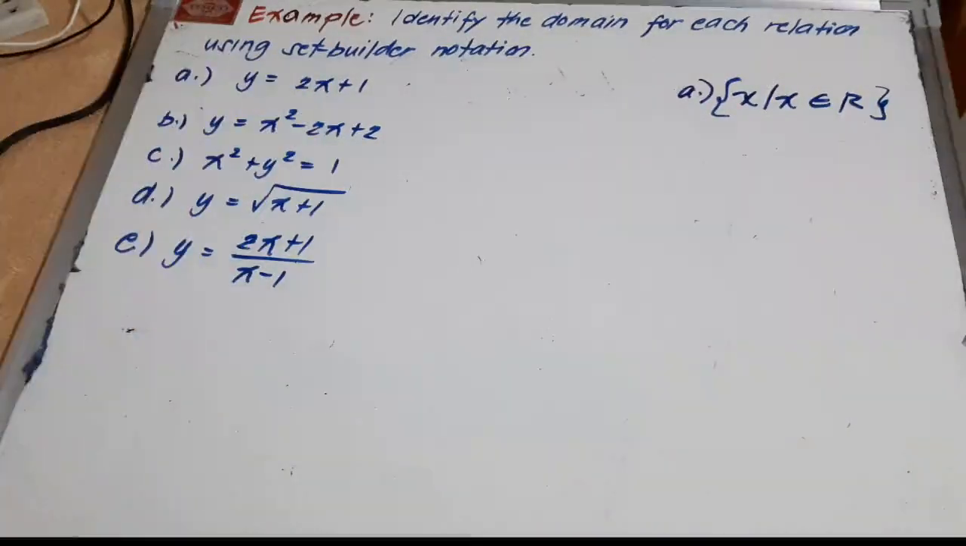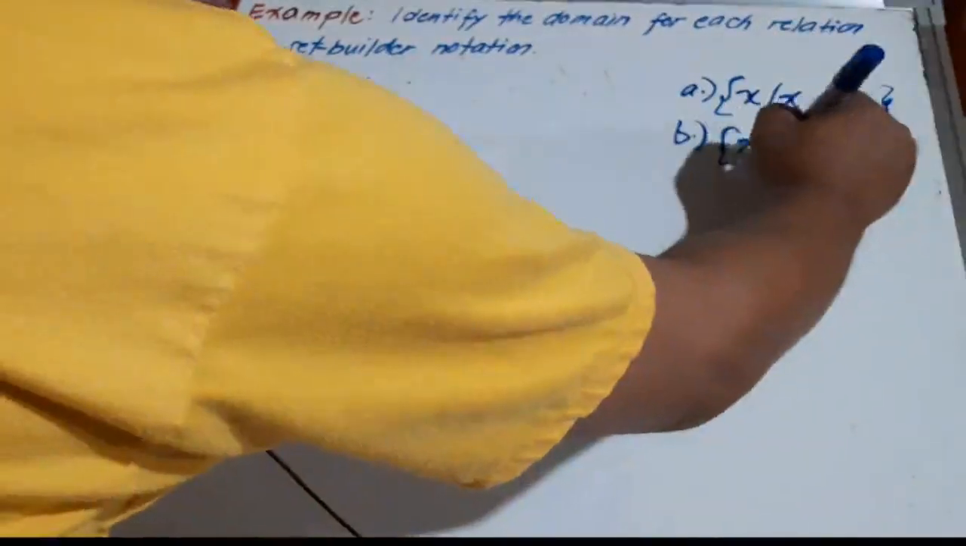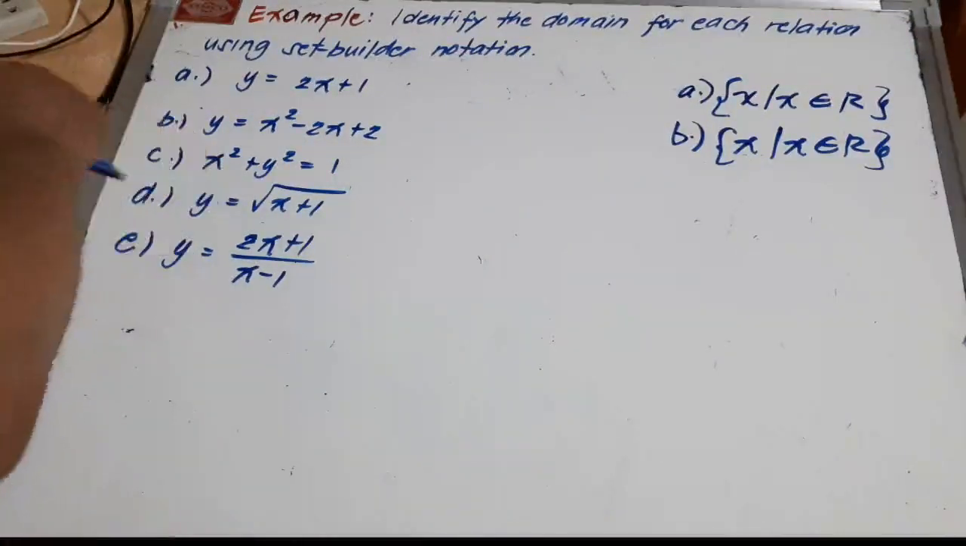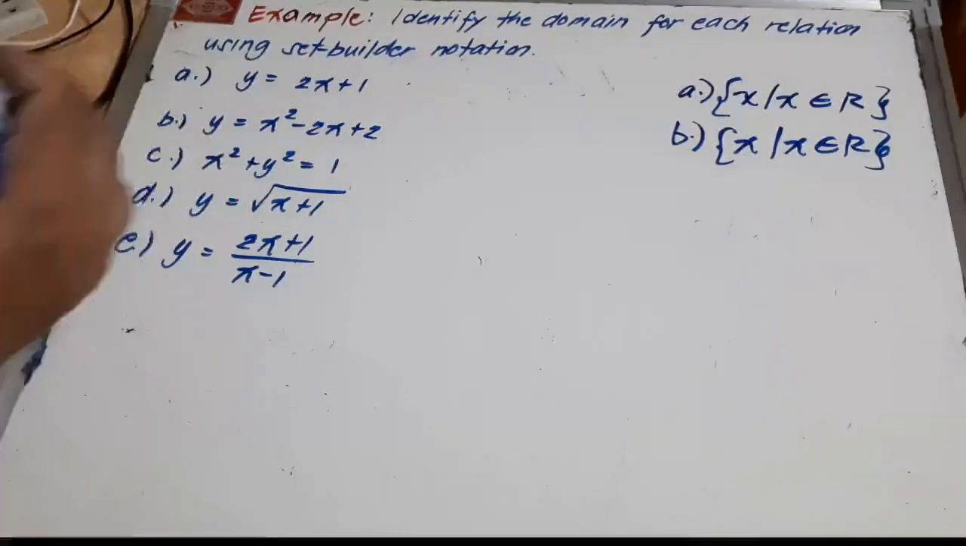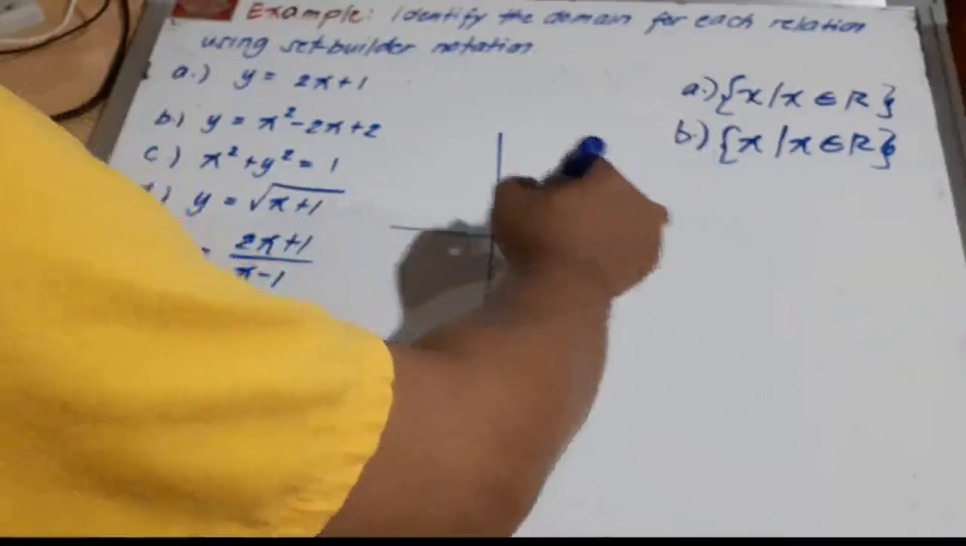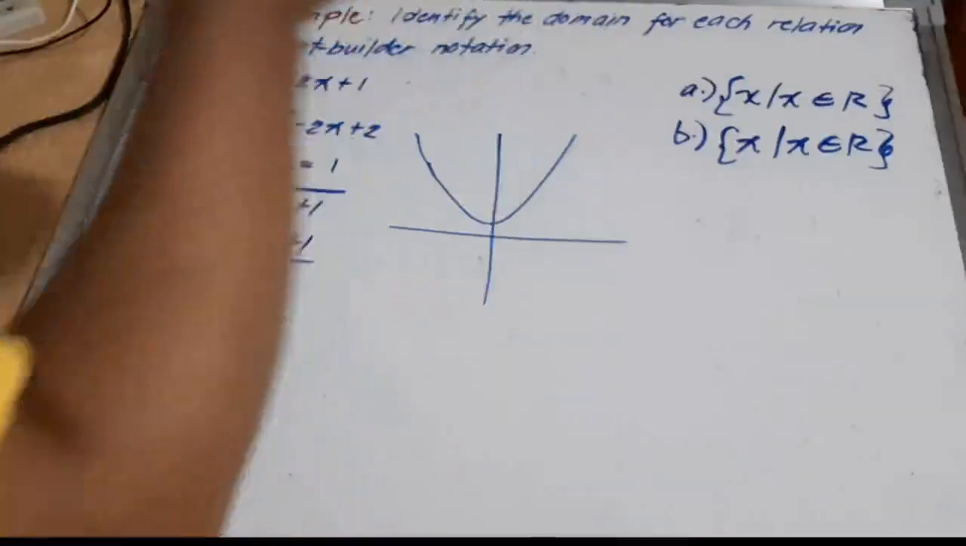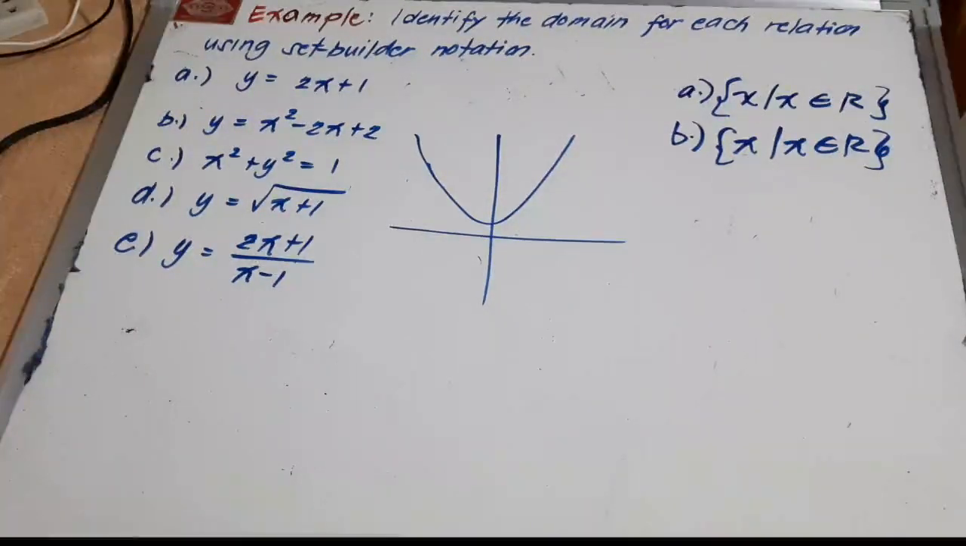Pwede tayong mag-assign ng kahit anong value kay x. Diba? We can assign fraction, we can substitute integer, we can substitute rational and irrational numbers without affecting y. So therefore, sa letter B ang kanyang domain is x such that x is an element of real number. Bakit? Kasi ang graph ng relation na to is a parabola opens upward. Okay? Papaganito siya. Okay. Ganyan siya. Okay? I don't know the vertex kung nasaan.